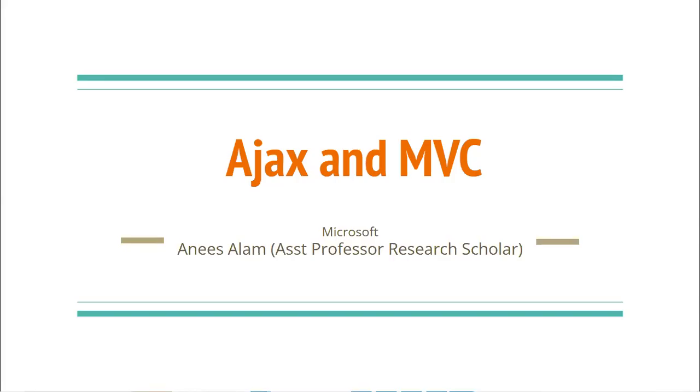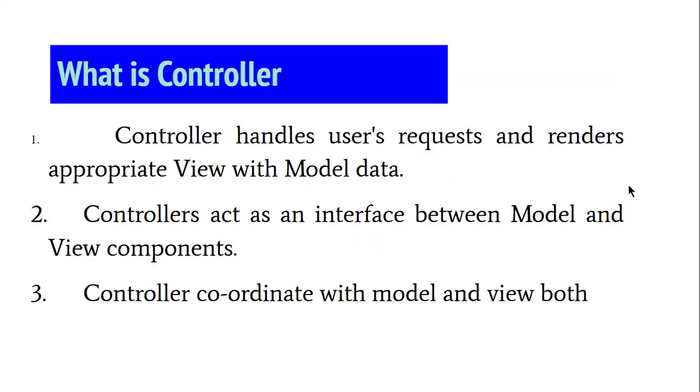So in this lecture, we are going to discuss AJAX and MVC in Microsoft. First of all, we have to understand what a controller is. The controller handles the user request and renders the appropriate view with the model data. What is model data? It contains some important information, and this information is fetched or accessed by the controller and displayed on the view. So the controller acts between the view and the data.